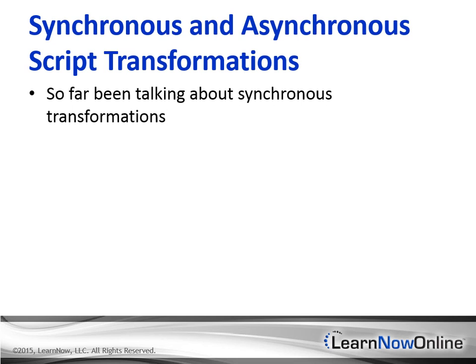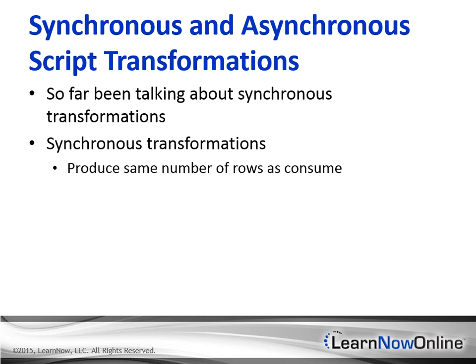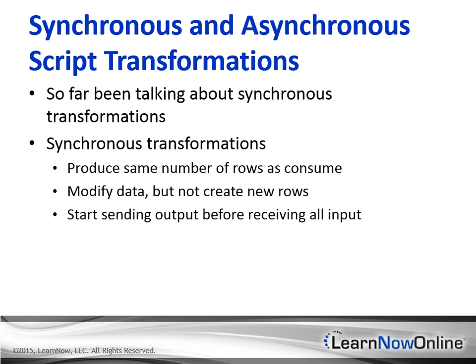All right, so far I've been talking about synchronous data flow script transformations. But this is not the only type of transformation that you can create with the script component. You can also create asynchronous transformations. So what's the difference? Well, synchronous components produce the same number of rows that they consume. They can modify data in columns, but do not create any new rows. Another difference is that synchronous data flow transformations start sending output rows to downstream components prior to receiving all input rows from upstream components.